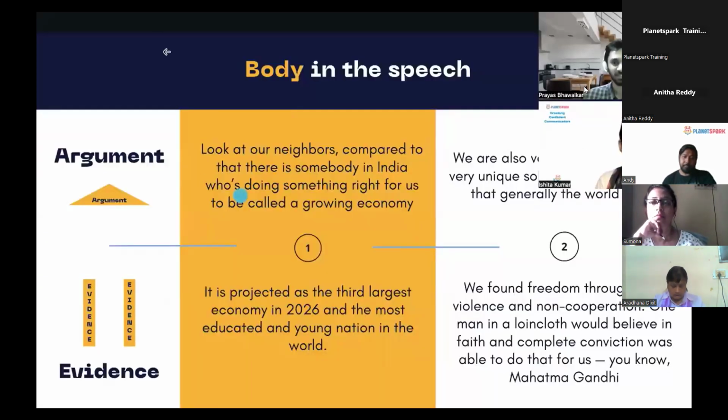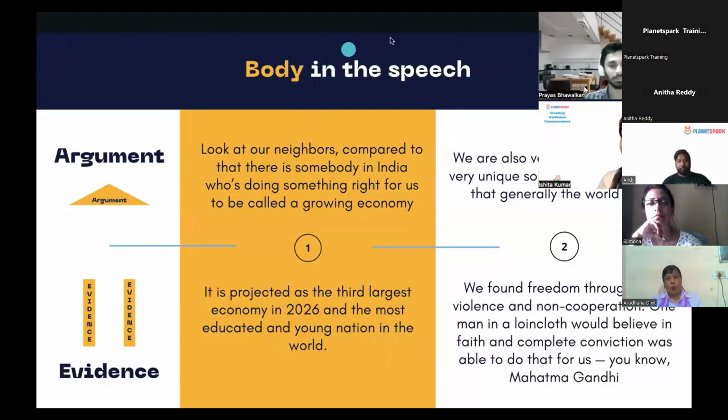Let's have a look. So you're absolutely right for the first one. You have identified one of the arguments really well, where he talks about, look at our neighbors, and compared to them, there is somebody in India who is doing something right for us to be called a growing economy. And then he shares the evidence, what you rightly mentioned, Prayas, that it is projected as the third largest economy in 2026.